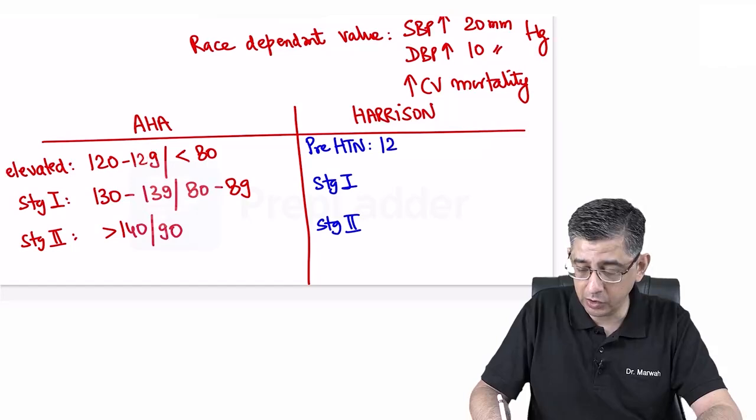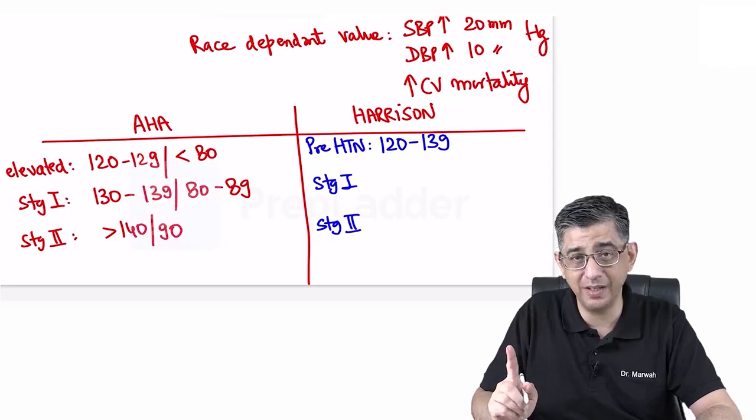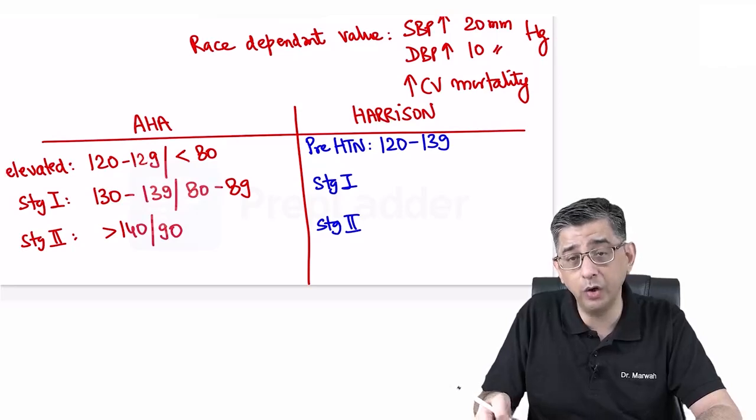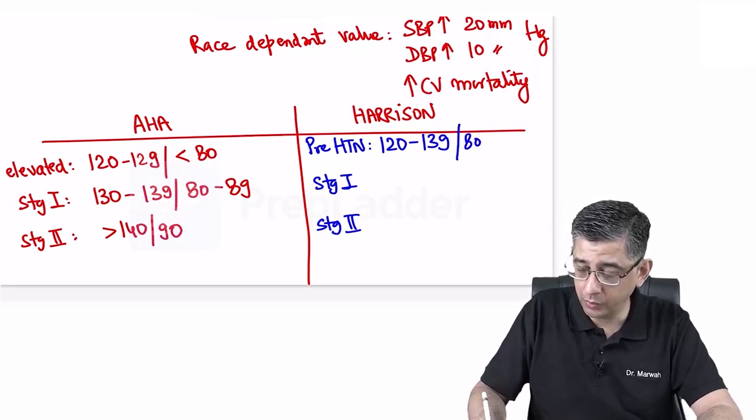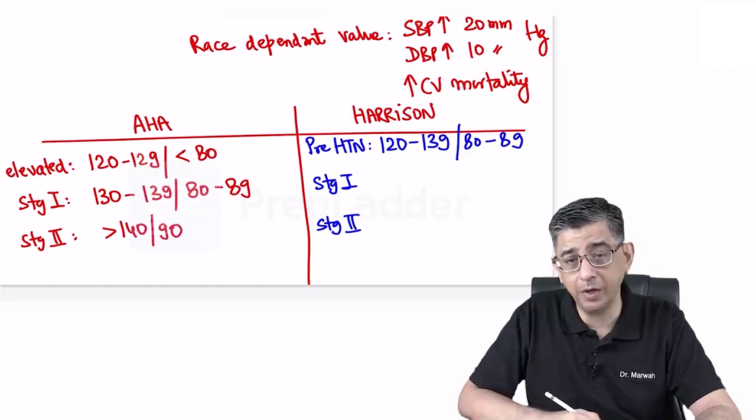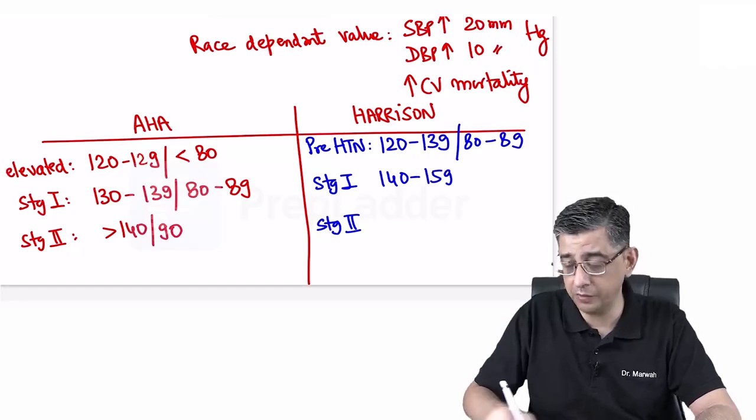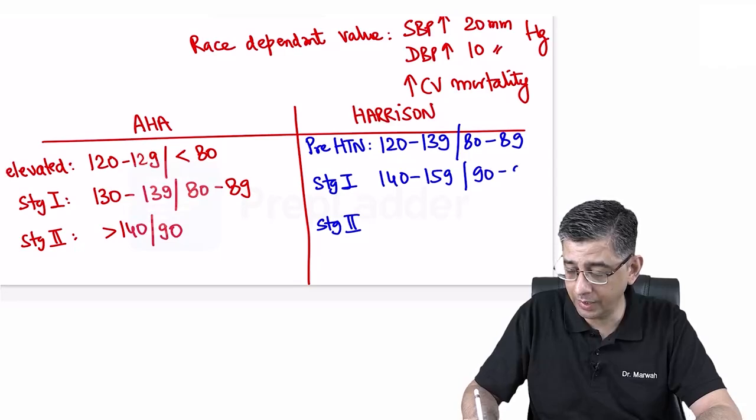He says that if the systolic blood pressure is between 120 to 139, notice the difference. On the left hand side it is 120 to 129, here it is 120 to 139. Diastolic between 80 to 89, we call it pre-hypertension. Then you increase by another 19 millimeters of mercury, that is 140 to 159, diastolic between 90 to 99.